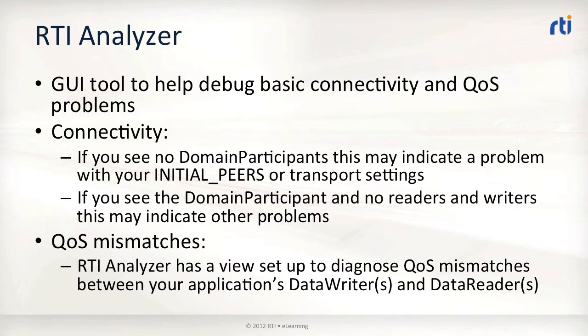The next thing you might see in Analyzer is you might see a domain participant but no readers or writers. If you see this, it can indicate one of several other problems. The first one to be aware of is that you could see this if you have more than 4 networking interfaces on the remote machine that you're trying to communicate with. The RTPS2 protocol supports only up to 4 interfaces that are announced as part of discovery.